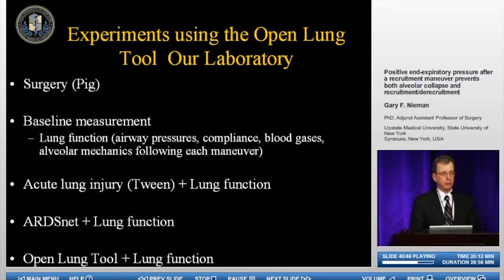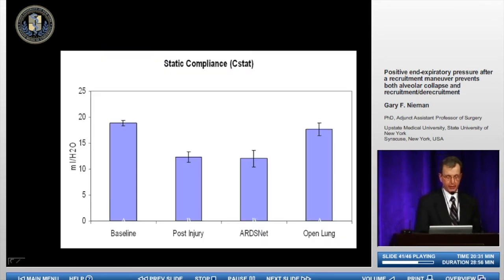And we compared 3 groups of animals. We had acute lung injury with Tween, with non-protective ventilation. Then we used our standard ARDSnet protocol with a low tidal volume ventilation and a sliding scale of PEEP and FiO2 depending on the animal's blood gases. And we used the open lung tool function to open the lung fully and then set our PEEP above the closing pressure. And these are preliminary data. We haven't published these yet other than in abstract form.